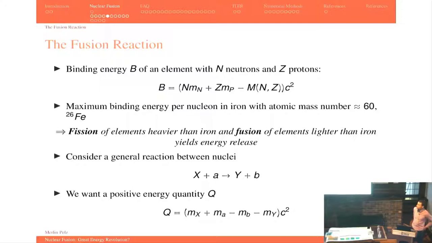Okay, so now consider a general reaction between two nuclei: nucleus X plus A gets Y plus B. And here the second quantity we would like to have for analyzing our nuclear fusion reactions is Q, which is the masses before minus the masses after, times c squared, and we want a positive energy quantity in the end. So this is what we should consider: the binding energy and the overall energy quantity.